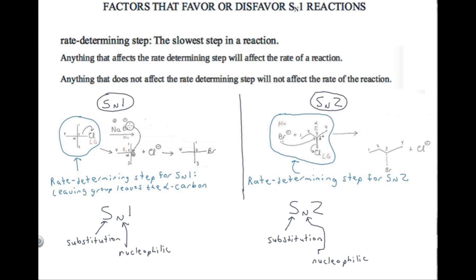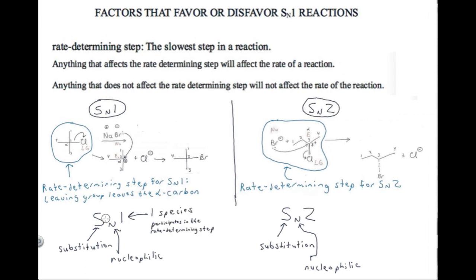Notice that the second nucleophile does not participate in the rate-determining step. Only this molecule participates. The term SN1 has the number 1 in its name to indicate that one species participates in the rate-determining step. For example, here, only this one molecule participates in the rate-determining step for SN1. This ion is not participating in the rate-determining step for SN1.